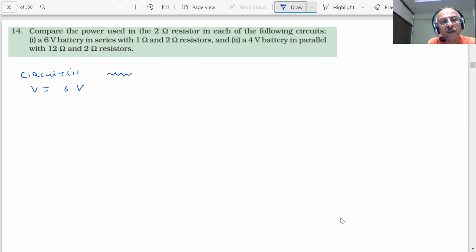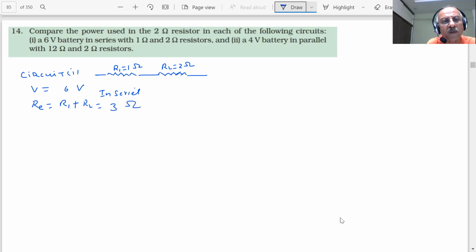What is the series circuit? You know, students. R1 is 1 ohm, R2 is equal to 2 ohm. They are connected in series. Then what will be the R effective, student, in series? R1 plus R2. How much do you have? 1 ohm and 2 ohm. This will become 3 ohms.